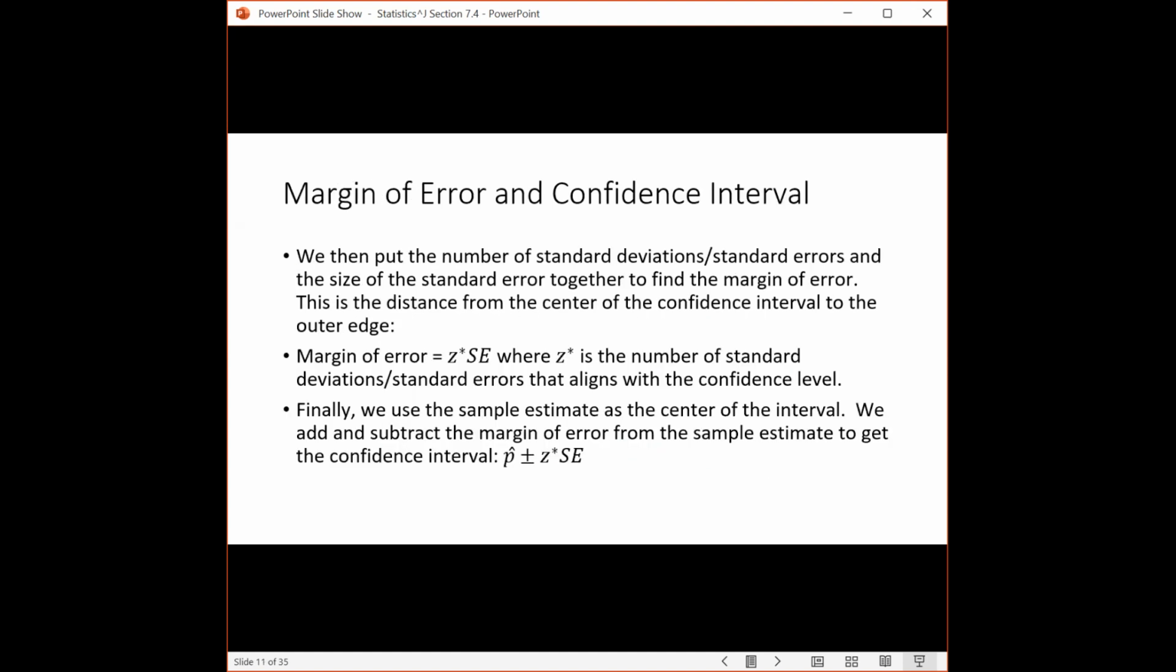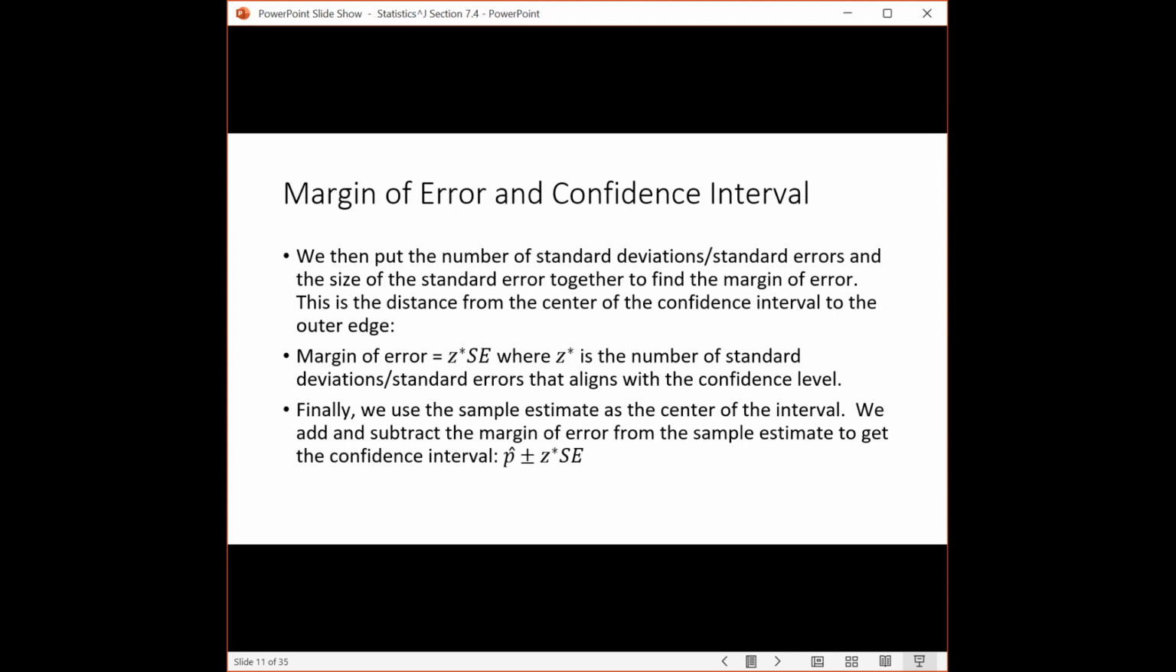Once you've got the number of standard deviations, you can use that to construct what's called the margin of error. This is the distance from the center of the confidence interval to the outer edge, and it's just the product of those two. If the size of your confidence interval is 2 standard errors, then you take 2 and multiply it by the size of the standard error. That gives you 2 standard errors of size. That's the way the margin of error works.